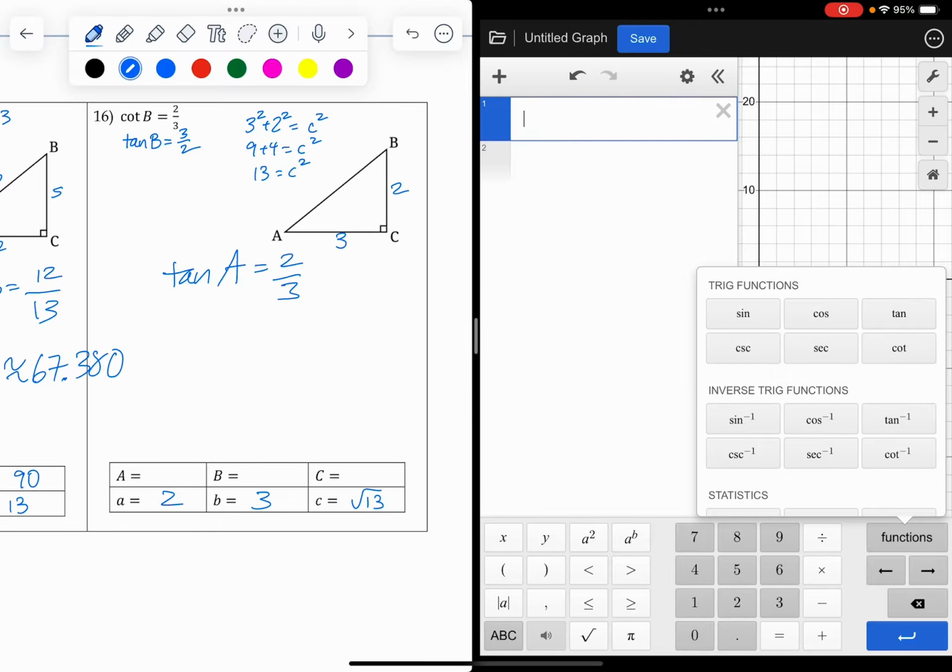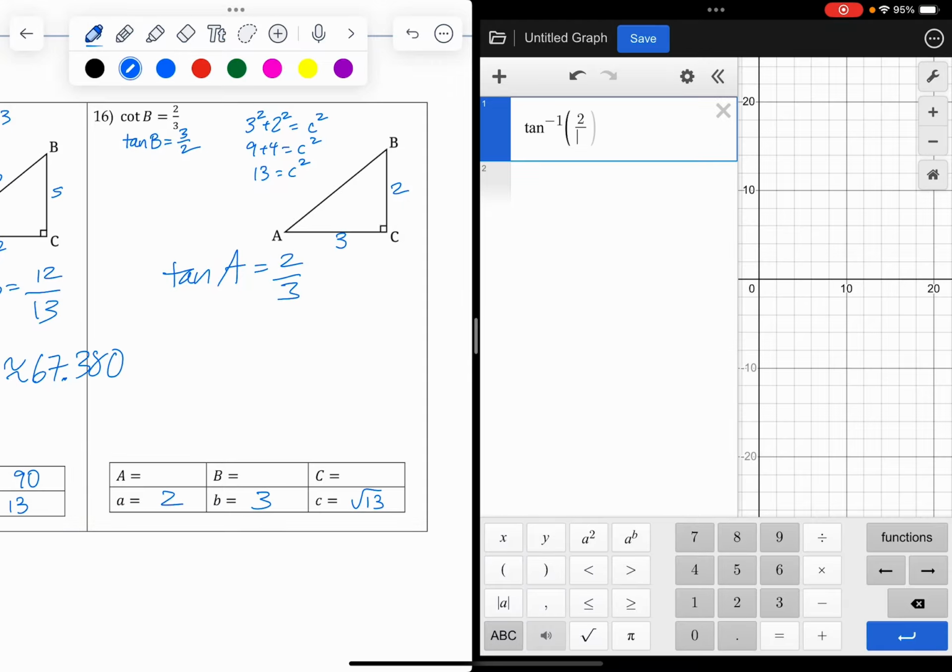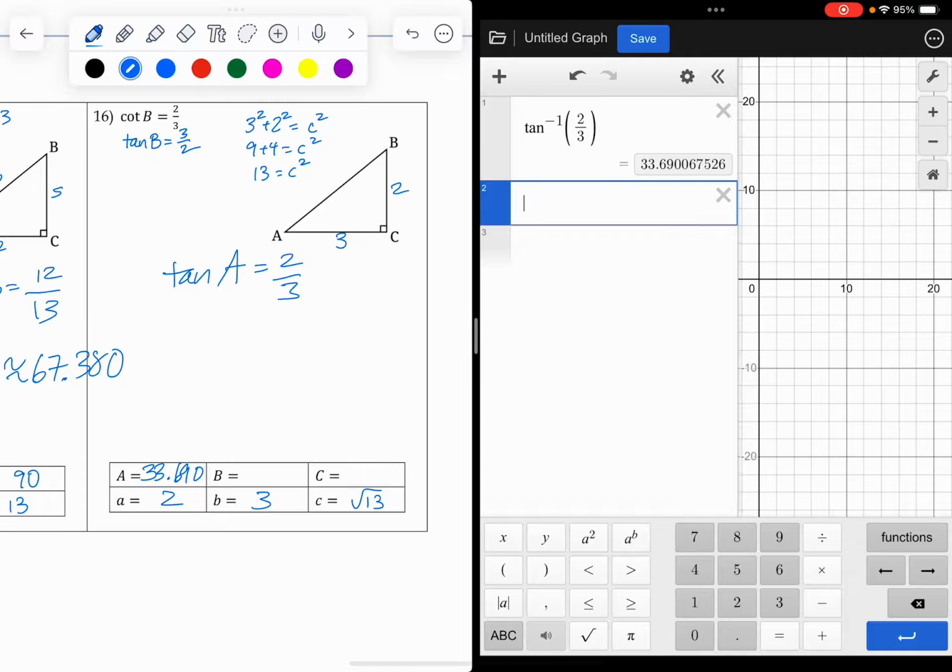All right. Inverse tangent of 2 over 3 gives me that angle A is about 33.690. And then, you know what we can do? We can come back over here and say 90 minus that angle. And so angle B would be 56.310. And C, we already knew to be 90 degrees.